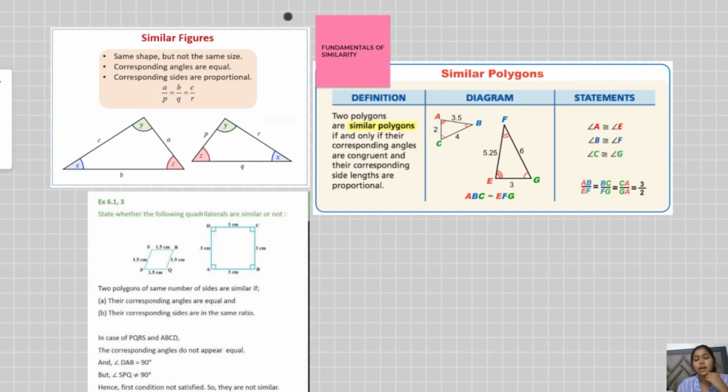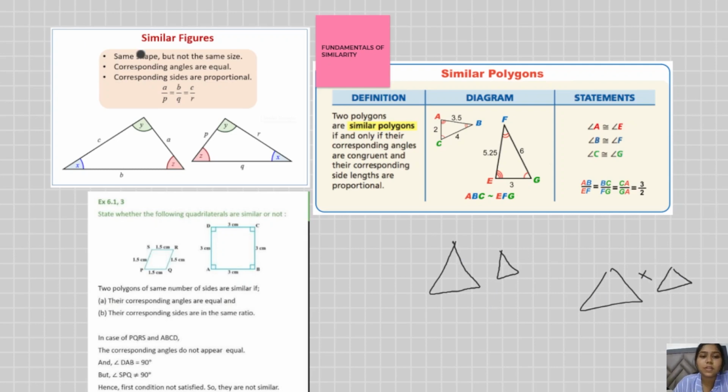Basically, similar figures are those figures which are similar in shape. That means this and this figure can be similar, but this and this figure can't be congruent, they can be similar only, because when they have the same shape but not the same size, they are said to be similar. For any quadrilateral, any triangle, and in short any polygon to be similar, the angles must be equal, right? And the corresponding sides must be in a certain definite ratio.